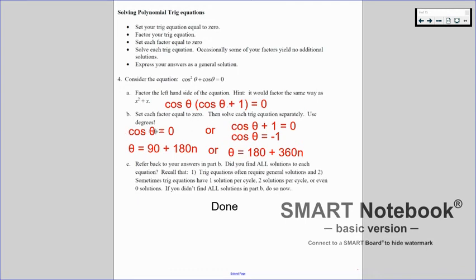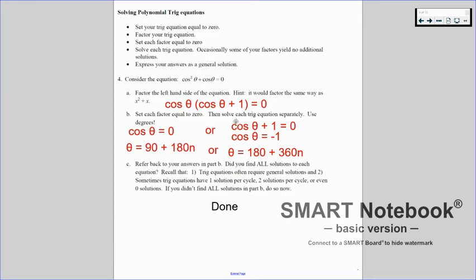So I end up with cosine theta equals 0. So where is the x value equal to 0? That's at 90 degrees. It's also at 270. It's also at negative 90, and so on. So I can write that one as 90 plus 180n. So I can actually write that as just one equation.